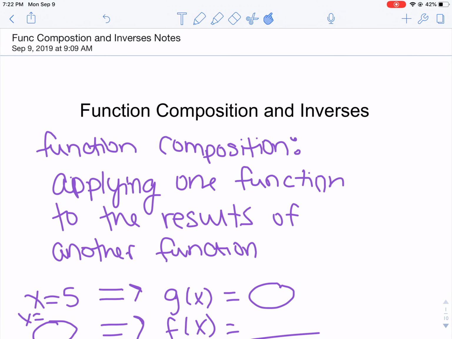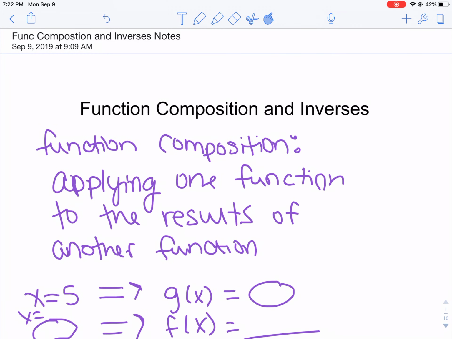Okay, so this was today's lesson. So today our focus was just on function compositions. We did not do inverses. Oops, I'm sorry, I meant to write today. That's going to be another day's lesson.